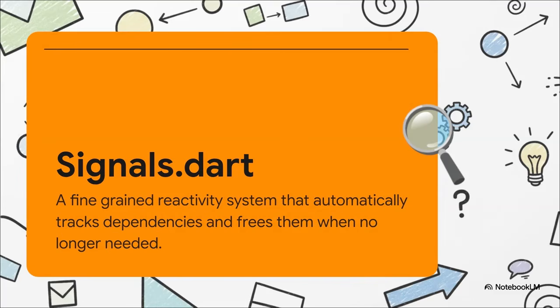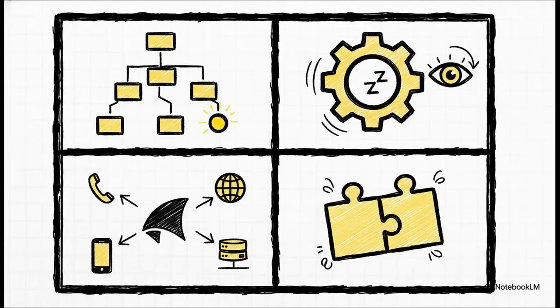Well, the official description is a fine-grained reactivity system. Now that sounds fancy, but all it really means is that it knows exactly which little piece of your UI depends on which piece of data. And the best part? It tracks all those connections for you, automatically. And when you don't need a connection anymore, it just cleans it up. No memory leaks.